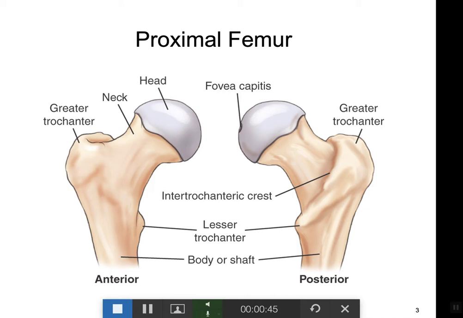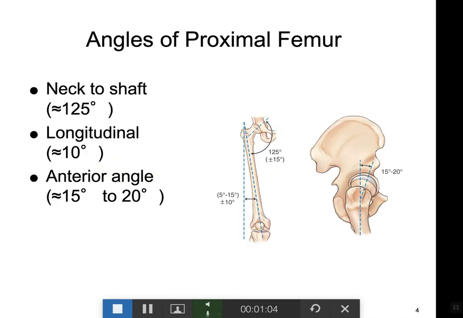The proximal femur consists of head, neck, greater trochanter, that's the anterior portion, the fovea capitis, greater trochanter, intertrochanteric crest, your lesser trochanter, and your shaft or body. That represents the posterior side.